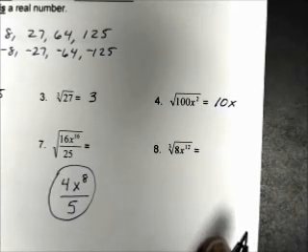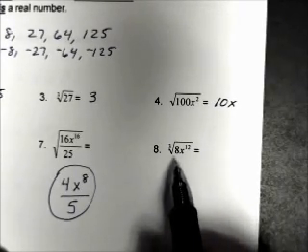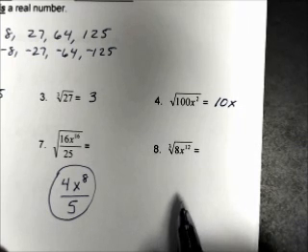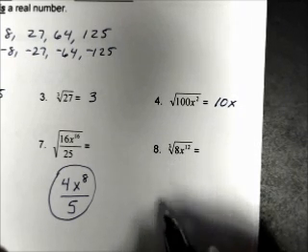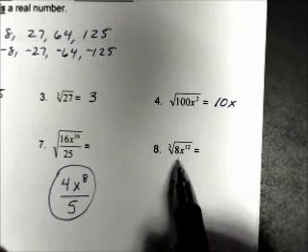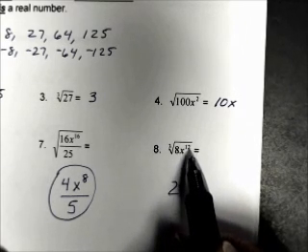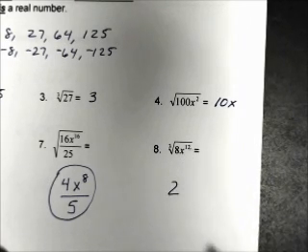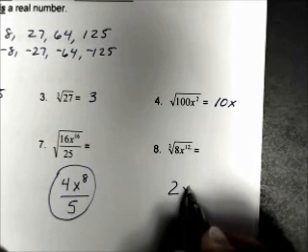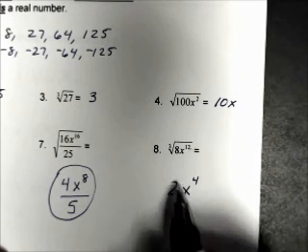And our last one on this page, the cube root of 8x to the 12th. Cube root of 8 is 2, and the cube root of x to the 12th, you take the 12 and divide it by 3 and get 4. So that would be x to the 4th. So 2x to the 4th.